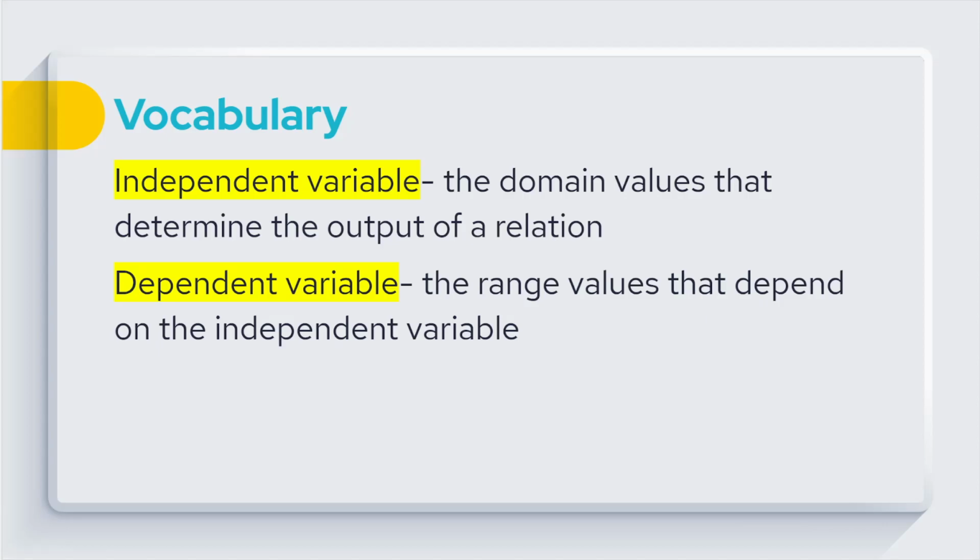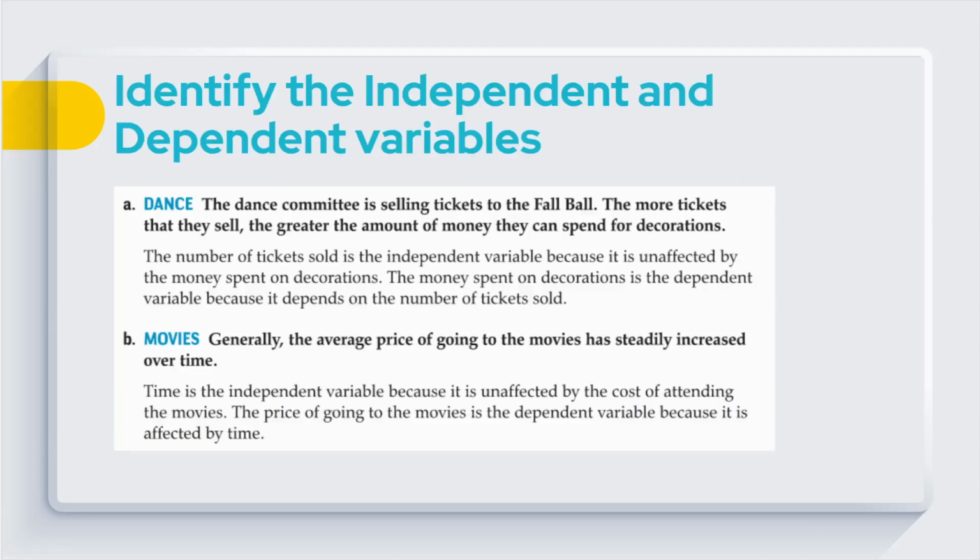So let's look at an example. A dance committee is selling tickets to the fall ball. The more tickets that they sell, the greater the amount of money they can spend for decorations. So before this ball, which is a dance, an event at a school, before they can decorate the place, they need to first sell tickets. The more tickets they sell, the more they can spend on decorations.